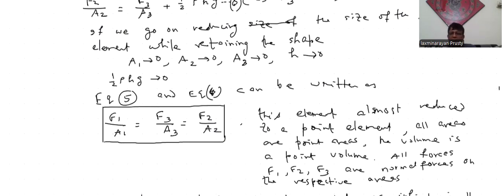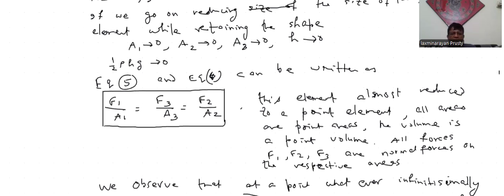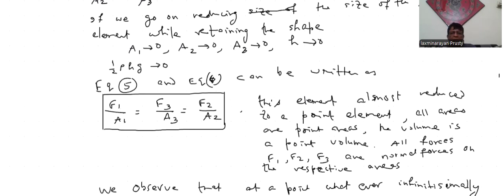Then what I can say is, under this condition, when A1, A2, A3 tend to 0 and h tends to 0, half rho h g tends to 0, then I can combine equation 5 and equation 6 as F1 by A1 is F3 by A3 is F2 by A2. So only when A1, A2, A3 and h tend to 0 can I say all these three ratios are equal. This element is almost reduced to a point element. Yes, we call this type of element a point element.